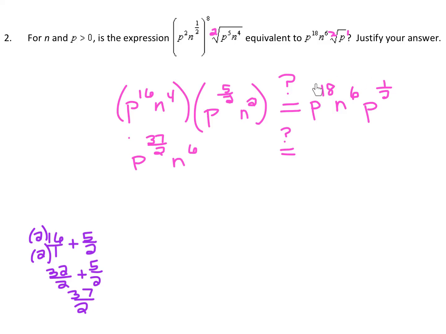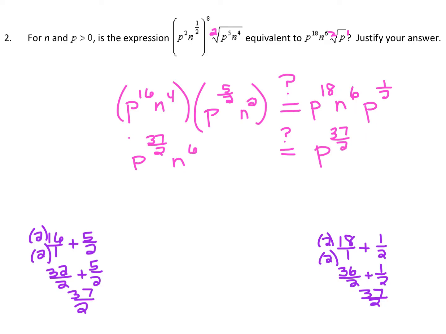Now, we might as well do the same thing over here that we did over here, right? If we want to multiply two terms with the same base, we're going to add the exponents. So let's figure out what 18, I'm going to put that over 1, plus 1/2 would be. All right, so if we find a common denominator, I have to multiply this by 2 over 2. So that would give me 36 halves plus 1/2. Look at that. That gives me 37 halves. Those are going to match. So it leaves me with p to the 37 halves. And then this n to the 6 I could just bring right down.